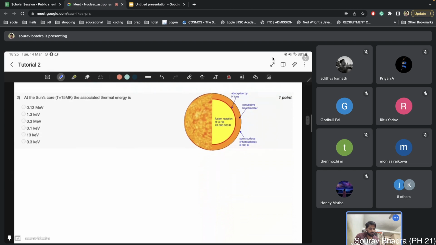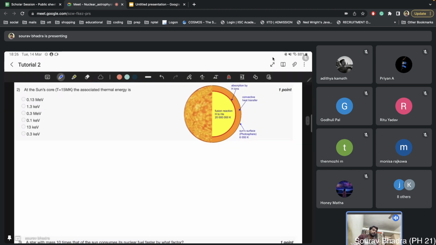Now coming to the second question, I have roughly done this in the previous class also. If you go through, you can find it, but I will do it again. Here we have to calculate the thermal energy at the sun's core. The temperature of the core is not the same as the temperature at the shell. The shell temperature may be very low; you can see it is only 6000 Kelvin at the surface of the star, but at the core the temperature is 20 million Kelvin.